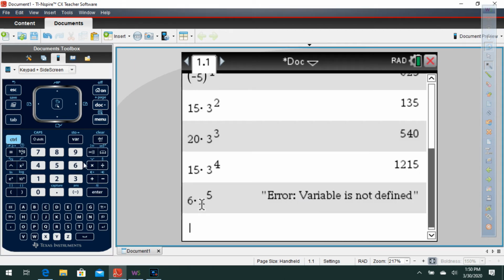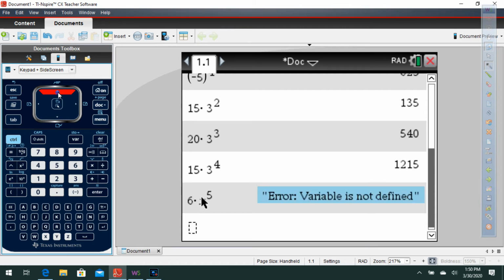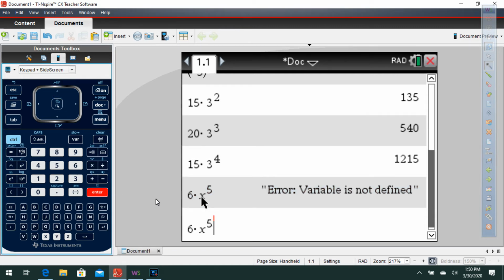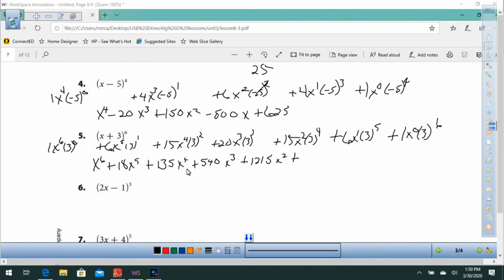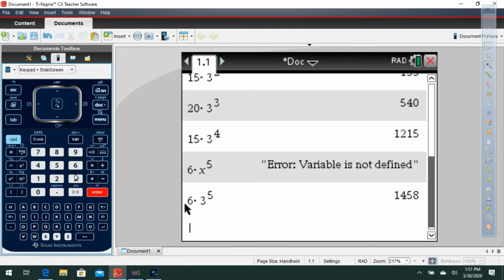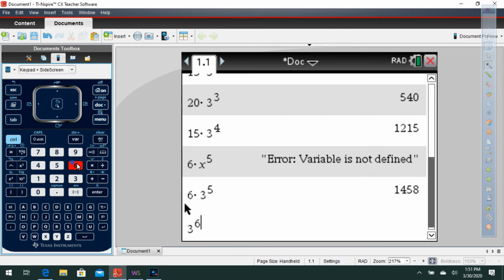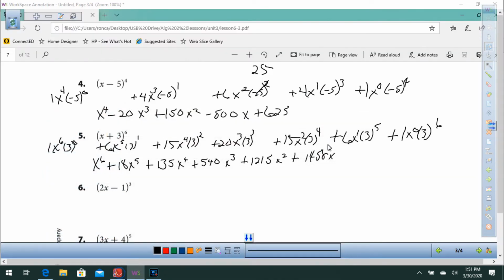6 times, that was supposed to be 3 to the 5th. And 1458, and that's x. And then we have 3 to the 6th power. 3 caret 6. That's 729, plus 729. X to the 0 power is 1. Not bad, not bad at all.